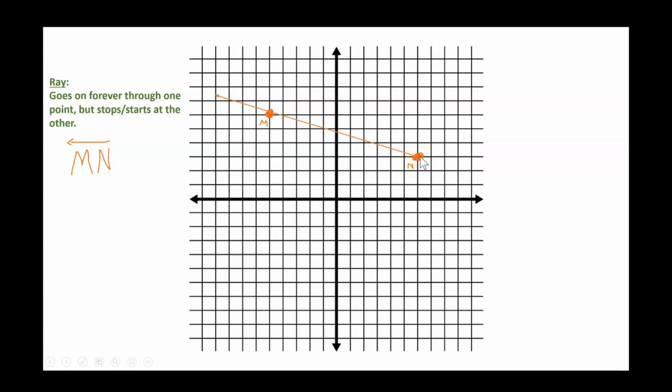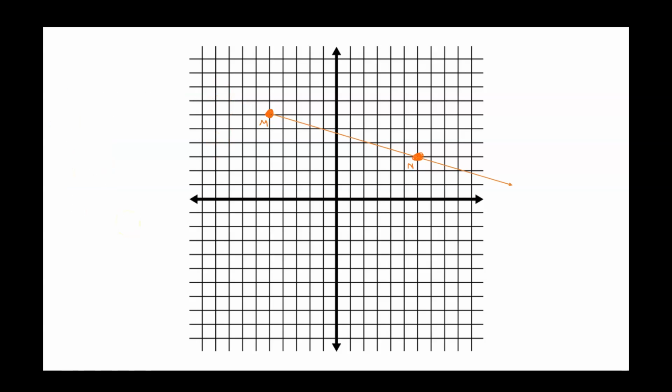You could flip these letters around, but you then would have to change the direction of the ray in your notation. You could call this NM, but notice above the N there is no arrowhead. That's because it doesn't go through N infinitely. N is its stop or start point. There is an arrowhead over M because after passing through M, it goes on infinitely in this direction. A ray is infinite in one direction. A line is infinite in both.